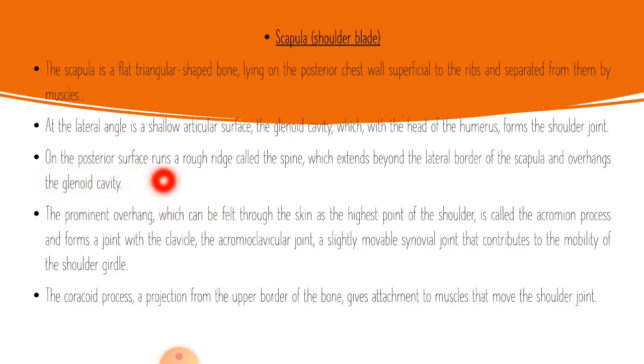On the posterior surface runs a rough ridge called the spine, which extends beyond the lateral border of the scapula and overhangs the glenoid cavity. The prominent overhang, which can be felt through the skin as the highest point of the shoulder, is called the acromion process and forms a joint with the clavicle, the acromioclavicular joint, a slightly movable synovial joint that contributes to the mobility of the shoulder girdle. The coracoid process is a projection from the upper border of the bone that gives attachments to the muscles that move the shoulder joint.